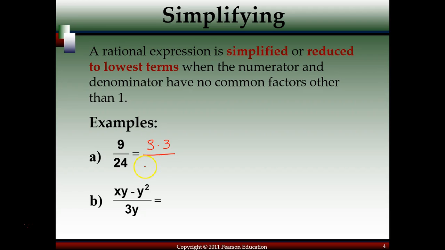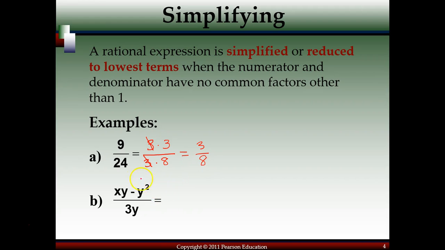Well, 24 also has a factor of 3, and the rest of it is 8. 3 times 8 is 24. Whenever you have factors that are multiplied together like this, we can start canceling out. So this right here can cancel out with this 3, and we are left with the reduced form of this fraction, which is 3 over 8.